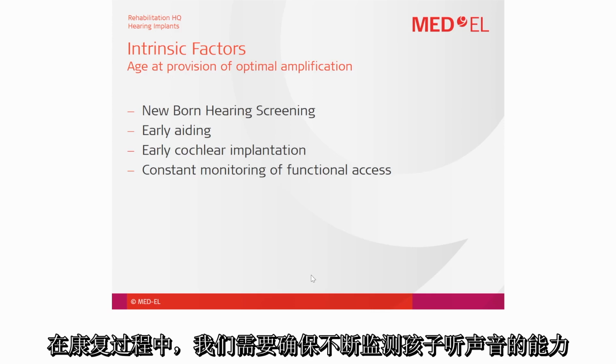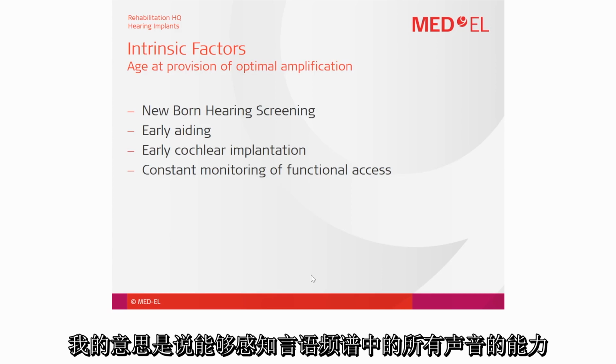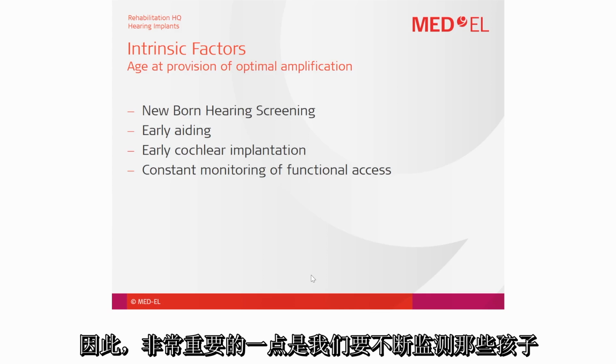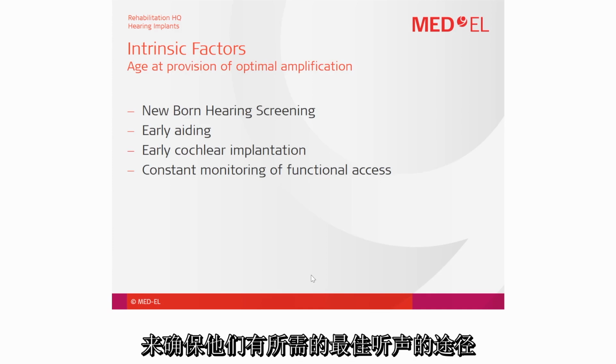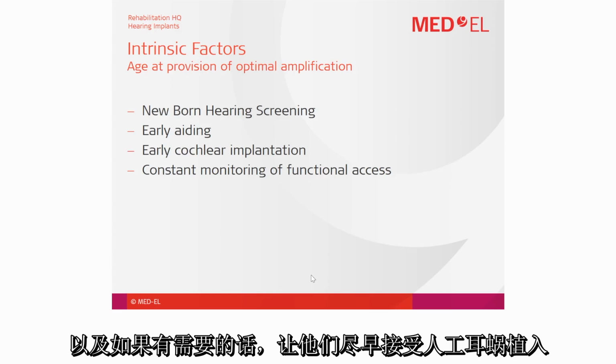In the rehabilitation process, we need to be ensuring that we constantly monitor the child's functional access to sound. And by that, I mean their ability to perceive all the sounds across the speech spectrum. So it's really important that we're monitoring constantly those children, particularly those using hearing aids, to ensure that they are getting the best access that they need and that they are referred for a cochlear implant as early as they should be, if that's indicated.